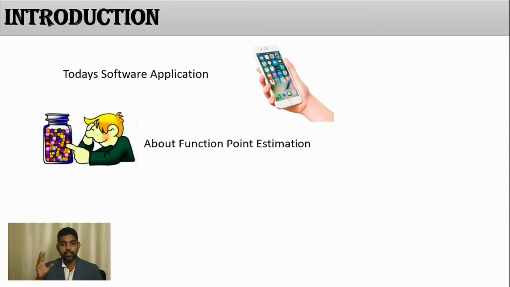Function point estimation is an ISO standard estimation technique which uses function point complexity combined with best practices or historical standard metrics to derive the efforts. It is used for development projects, enhancement projects, or even a maintenance project. So we are going to work with a case study for a development project.